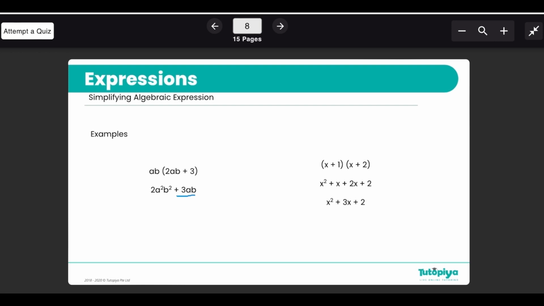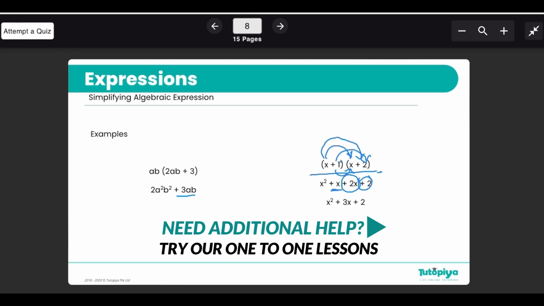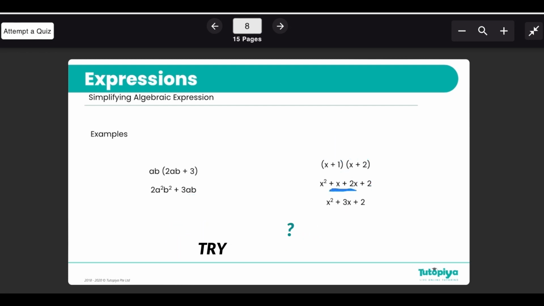So again, another expanding the bracket one. Remember, you have to multiply this x by this x, which gives x squared. This x multiplies by 2, which gives the 2x here. Same way, this 1 multiplies the x here to give x, and this 1 multiplies the 2 here to give 2. So finally, once you have got all four terms, you can add the two middle terms together to simplify further, which is what has been done here.